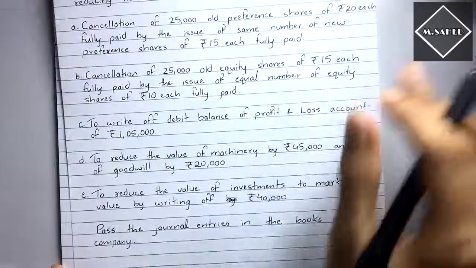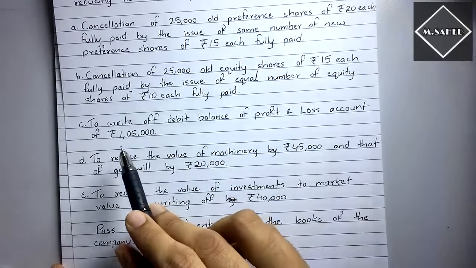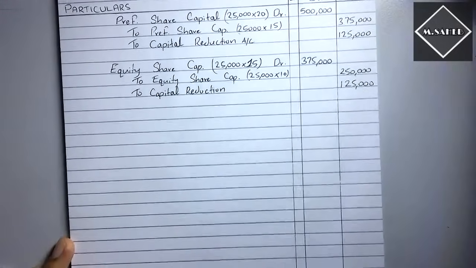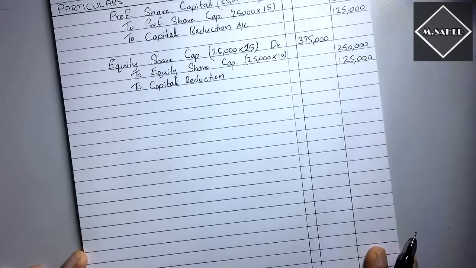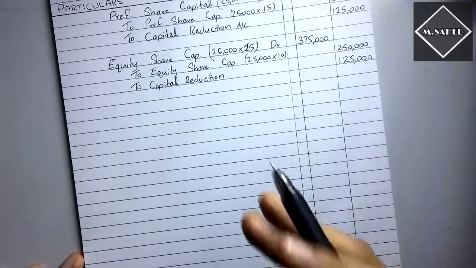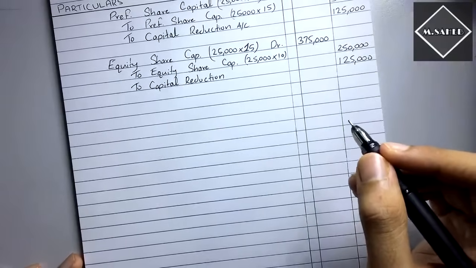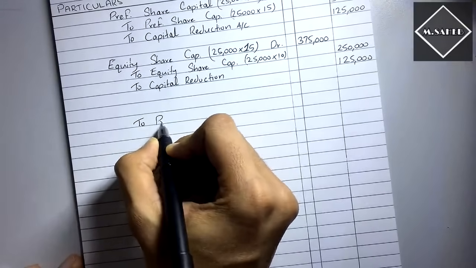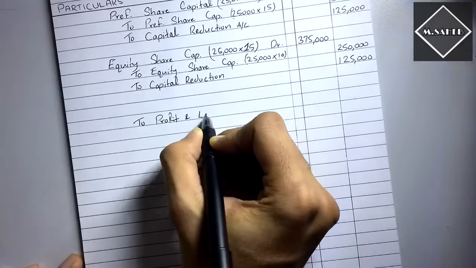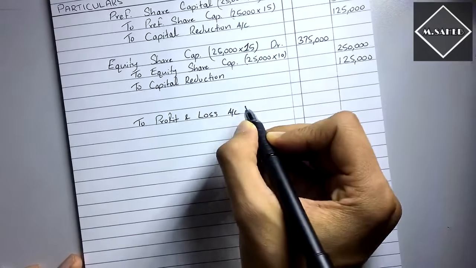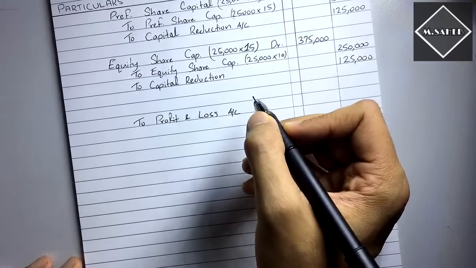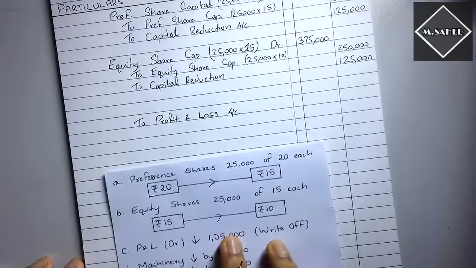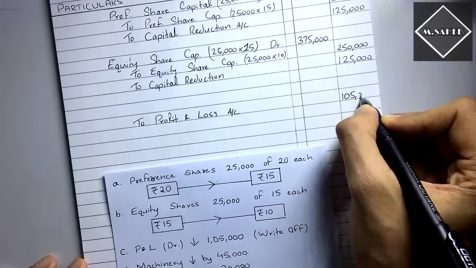Then the next is to write off the debit balance of profit and loss account of 1,05,000. So how to write off the debit balance of profit and loss account? Now I told you the profit and loss account debit balance is shown on the asset side of the balance sheet, right? So to reduce the asset, we will simply credit it to profit and loss account. This is an asset, so we will credit it. How much? In the question it was given 1,05,000, so you will credit that.